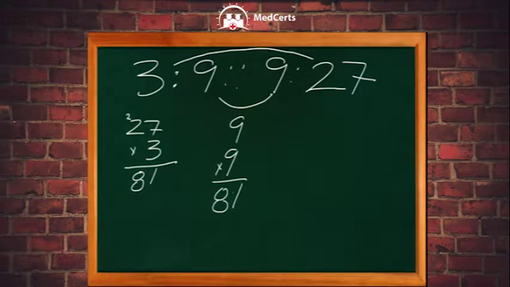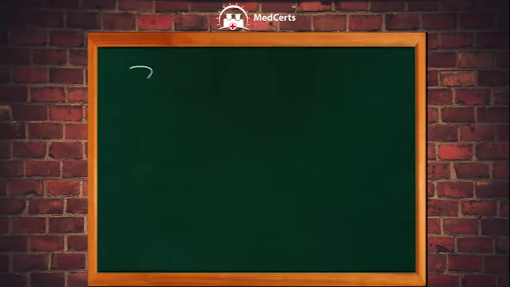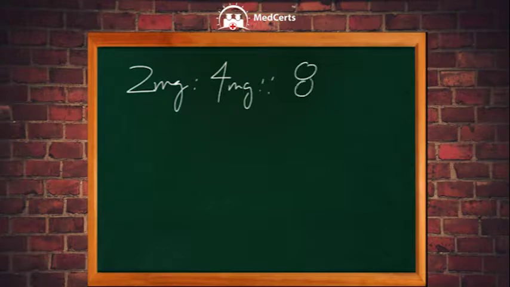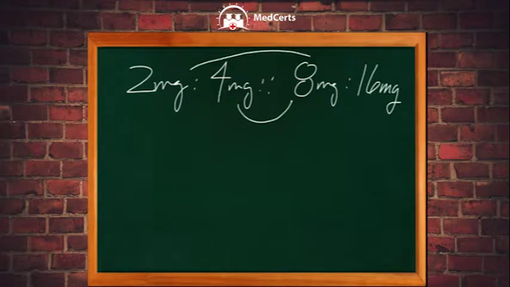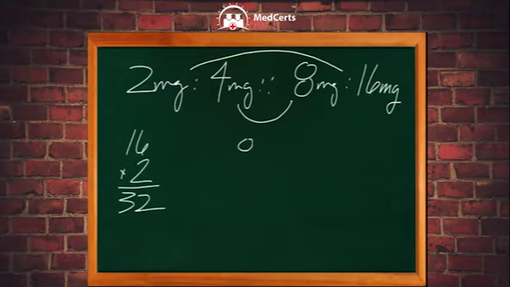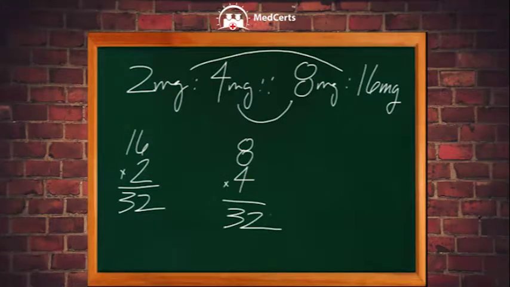Let's look at another example that deals with weight. If we have 2 milligrams, which is in relationship to 4 milligrams, in direct proportion to 8 milligrams to 16. We follow our rule and take the inners times the inners and the outers times the outers. 16 times 2 gives us 32, and 4 times 8 gives us 32. So this would be an example of a true proportion.